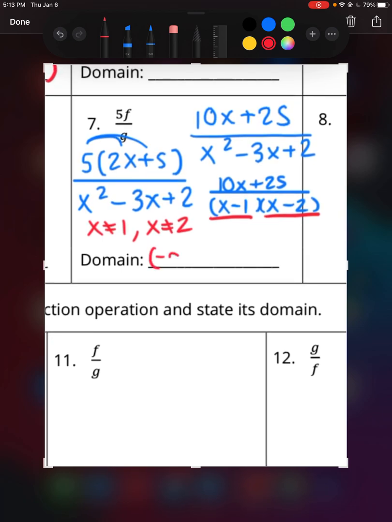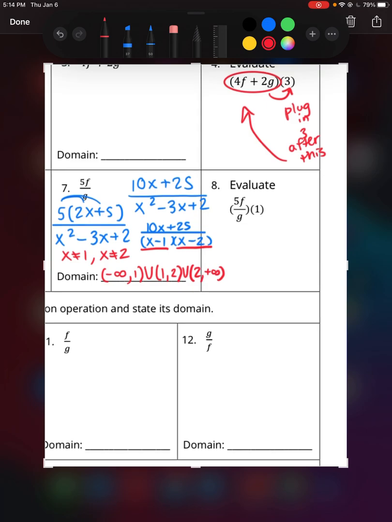So that means our domain is going to be from negative infinity until we get to 1, and then it has to stop because we can't include 1. And then everything between 1 and 2 is okay. We just can't have 1 and 2. And then anything bigger than 2 is okay as well.